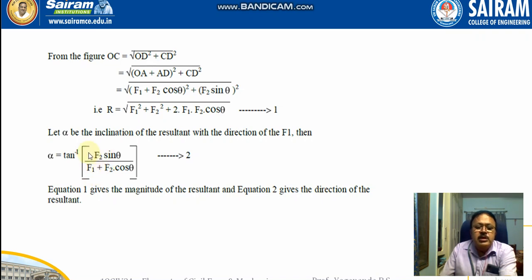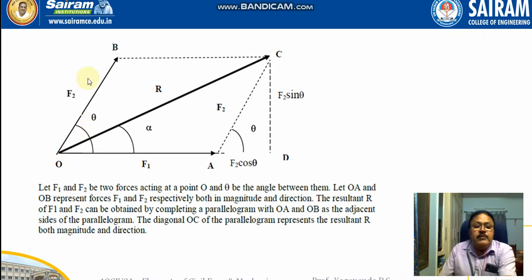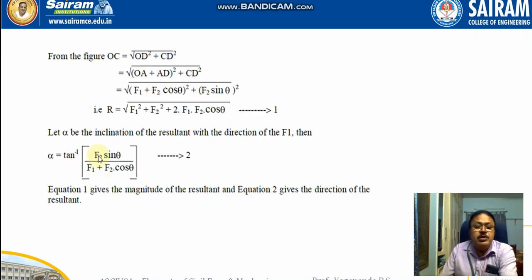In general, F2 is the vertical component of the force. So I can write the general equation as tan inverse of this F2, which is nothing but the vertical component Fy, and F1 is the horizontal component Fx. So the angle made by the resultant is tan inverse of Fy by Fx.